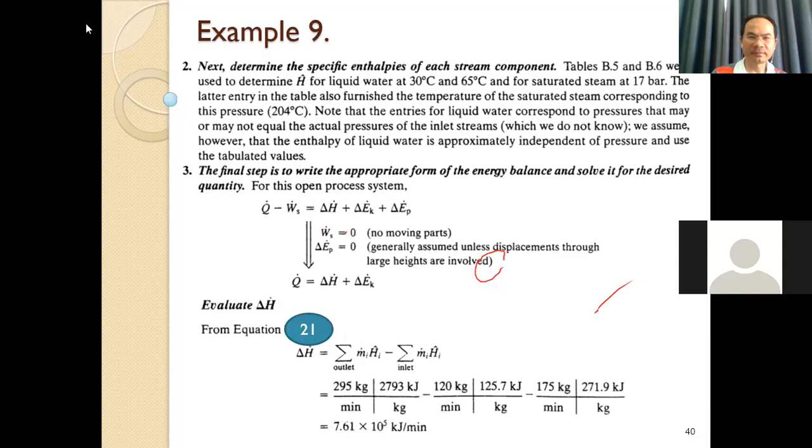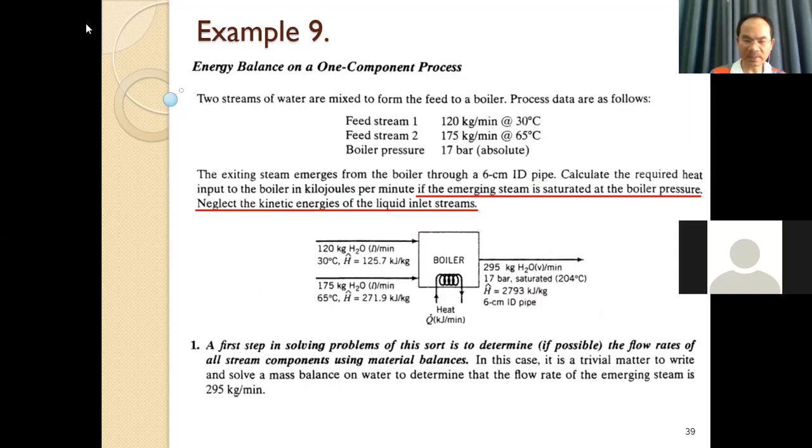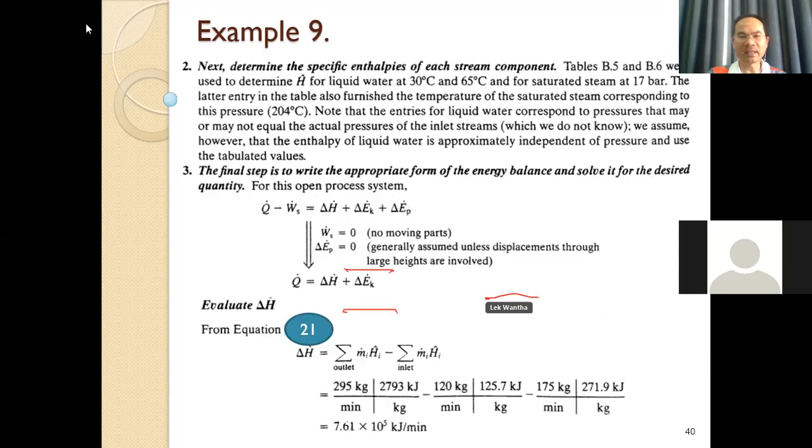The second step is to determine the enthalpy. For this case, we specify already the enthalpy of inlet and outlet. The inlet is 30 Celsius and the second stream is 65 Celsius, and the outlet is saturated steam at 17 bar. Okay, you label all of it.